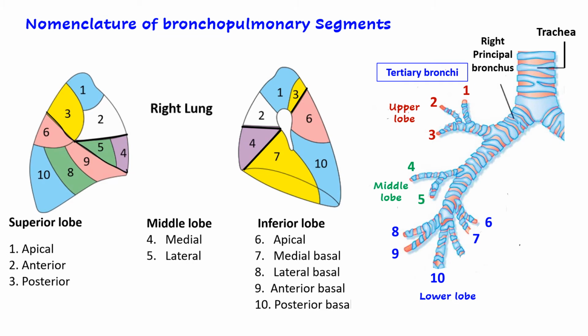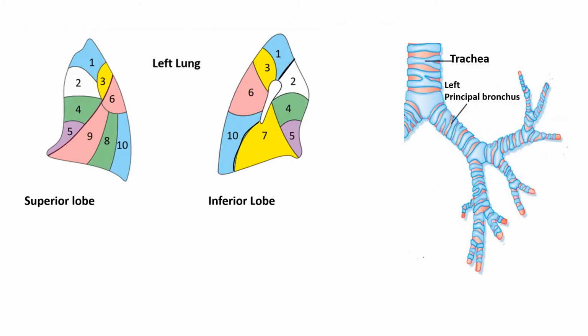Let us now see the left lung. So here again we can see in the left lung, this will be the anterolateral surface. This is the posteromedial surface. Here we have the hilum and here we have the bronchial tree with the segmental bronchus. Again, how many bronchopulmonary segments here? 10 in total. But in case of the left lung, we have only 2 lobes.